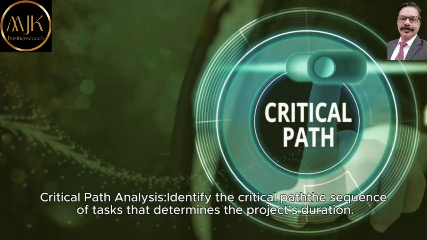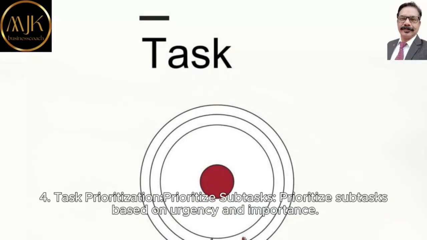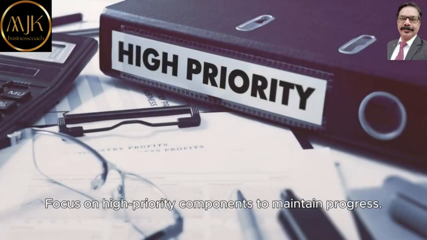Critical path analysis. Identify the critical path, the sequence of tasks that determines the project's duration. Focus on tasks along the critical path to prevent delays. 4. Task prioritization. Prioritize tasks. Prioritize subtasks based on urgency and importance. Focus on high-priority components to maintain progress.